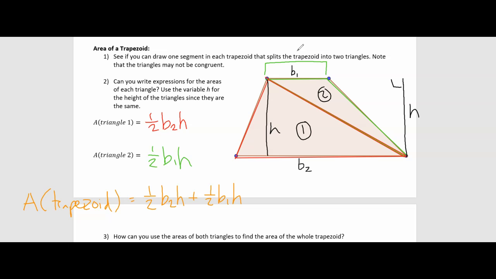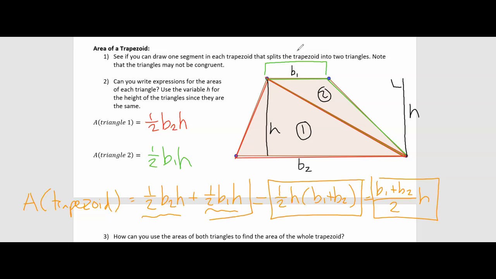So this would be the area formula for a trapezoid. However, we can clean it up. We can make it look a little bit nicer by factoring out what is common between both of these terms. Well, what's common is the 1/2 and h. So we can do 1/2 h times a quantity b1 plus b2. Another way you may see this written, b1 plus b2 over 2 times h. But all of these mean the same thing, right? Any of these will get you the area formula for a trapezoid.